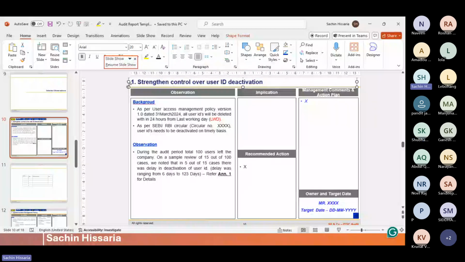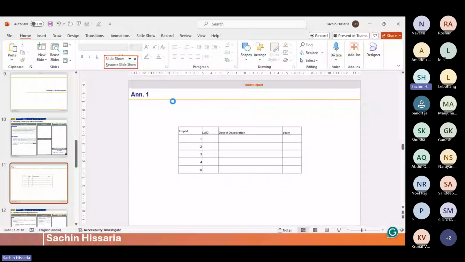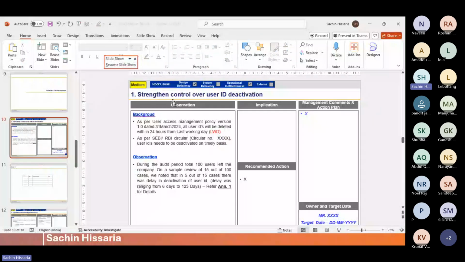Now you are including all the details in your audit report, so that it gives the complete detail about your observation. But still this observation is not complete. What else will you require? Tell me.